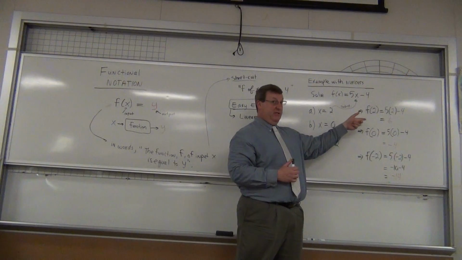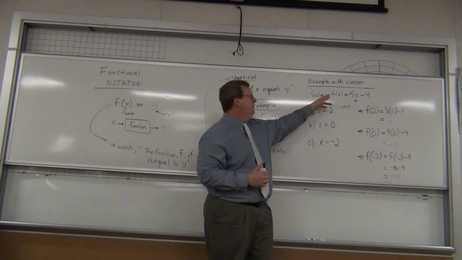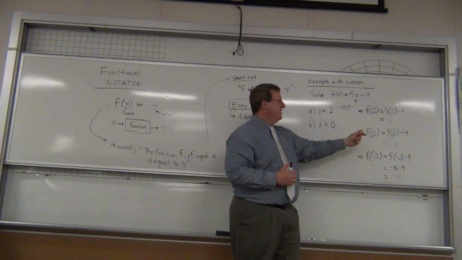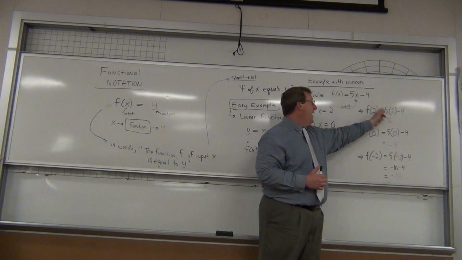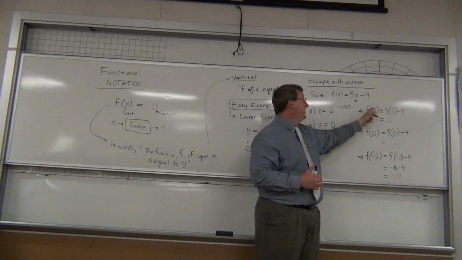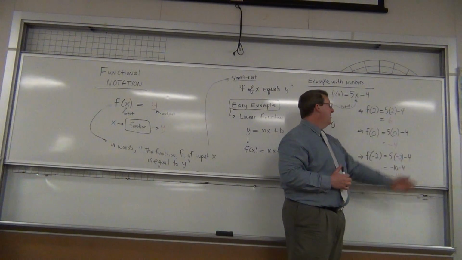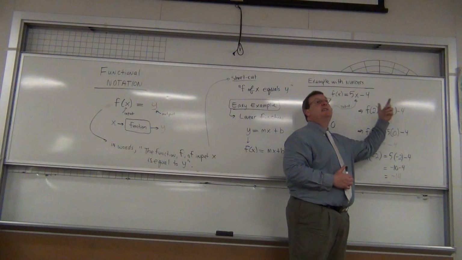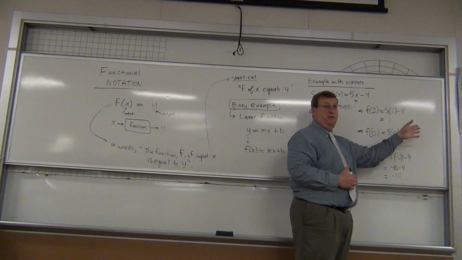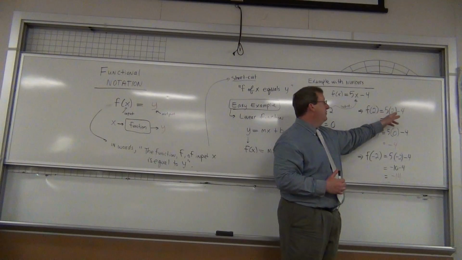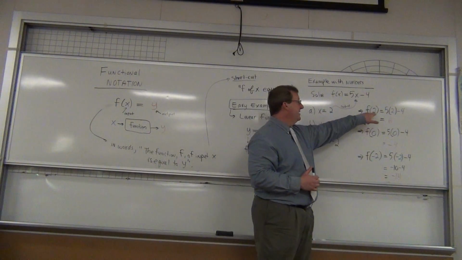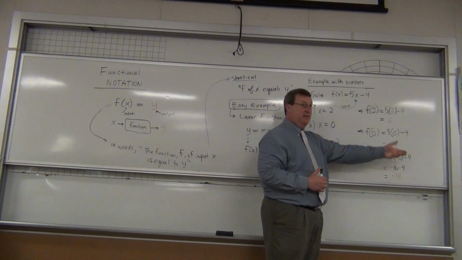How can you solve this question? All you do is you plug it in wherever you see an x in the function equation. So notice the 5, which was the slope, stays there. Notice the minus 4 stays there. What's the only thing that changes? The x changes into a 2. You substitute a 2 in there. So now you have 5 times 2 minus 4, which gives you 6. So with an input of x equals 2, you get an output of y equals 6.